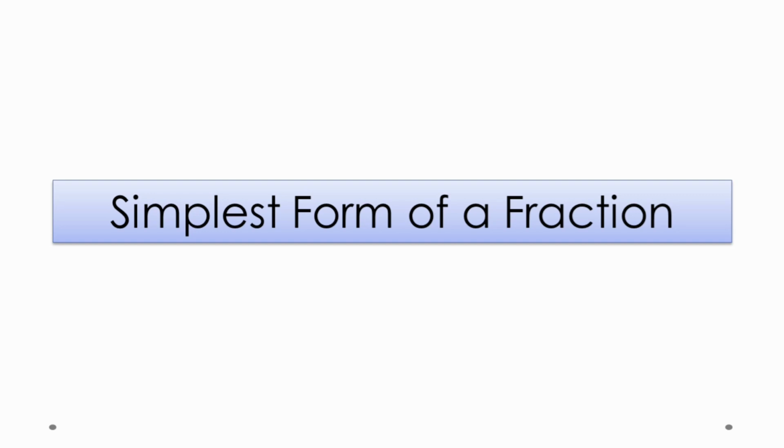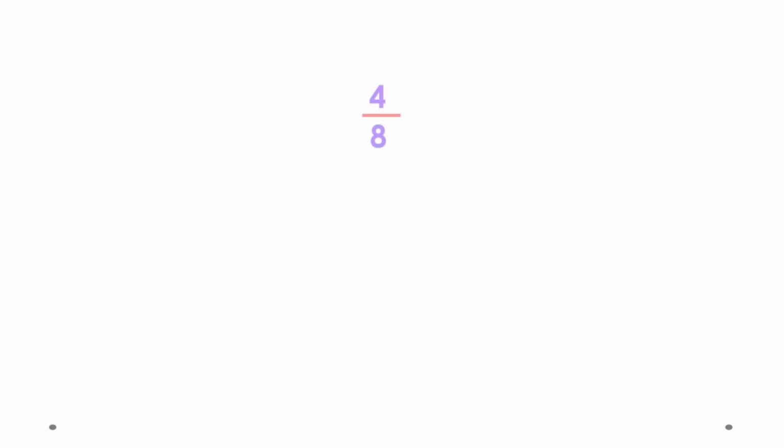Now let's understand what we mean by the simplest form of a fraction. Let's take 4/8 to work on this. Do you think the numerator and denominator of this fraction can be divided further? Of course it can be. We can divide both the numbers by 4 and get 1/2. So 1/2 is the simplest form of 4/8.